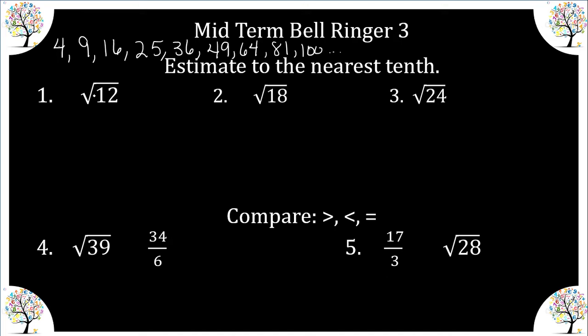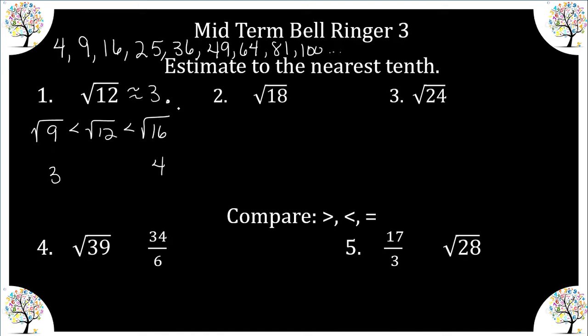So the square root of 12, we can see, lies between the square root of 9 and the square root of 16. So we have the square root of 9 is less than the square root of 12, which is less than the square root of 16. So we know that the square root of 12 on the number line comes between 3 and 4. So this is going to be about 3 point something.